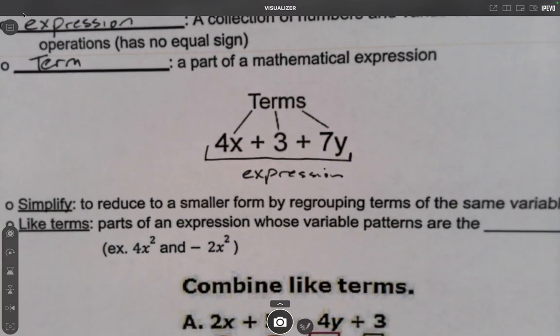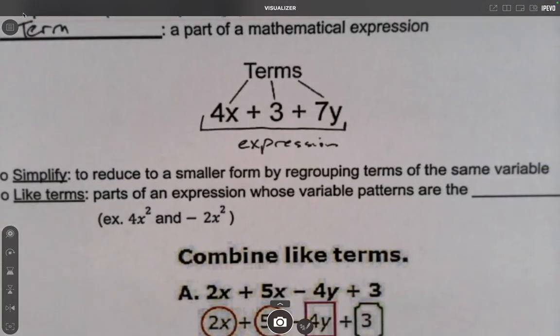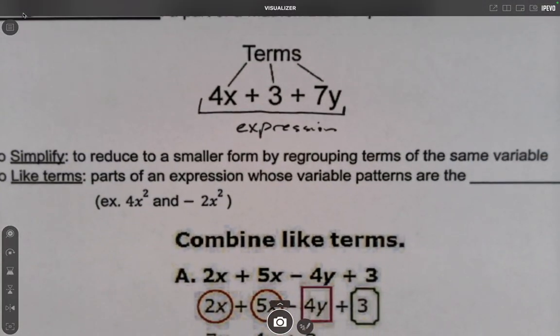So what you will often be asked to do with these things is to simplify them. Simplify means to reduce to a smaller form by regrouping terms of the same variable. So we might start with 4 terms and want to combine like terms so that we get down to 2 terms or 3 terms.